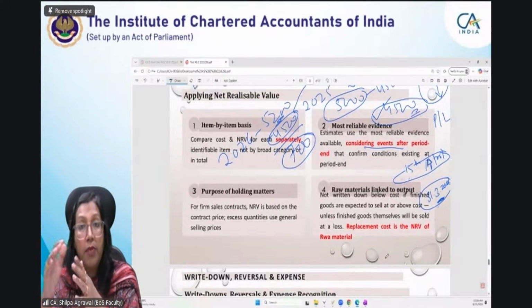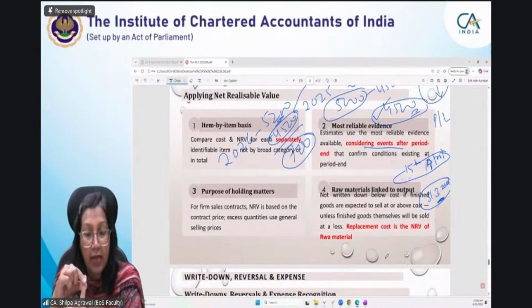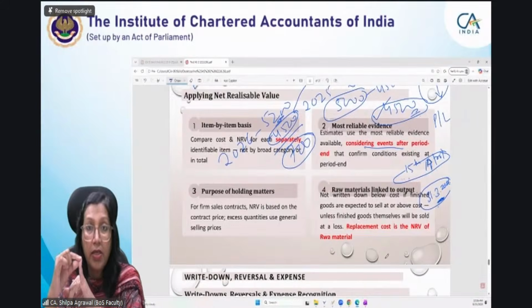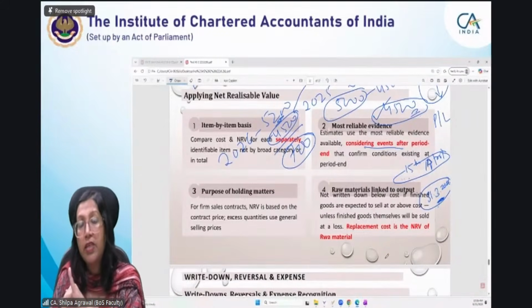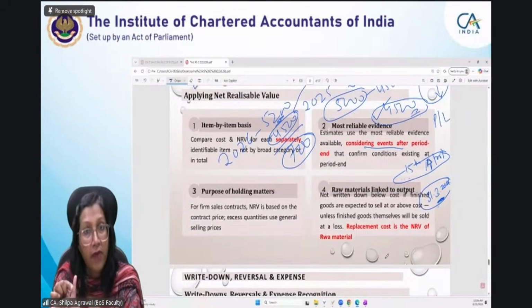One more point is that till now we were talking about items of inventory. As we discussed, inventory deals with three kinds of inventories: raw material, work in progress and finished goods. When you are using raw material and converting it to finished goods, at that time you have to value the raw material also, you have to make the valuation of finished goods also, and also the valuation of work in progress.